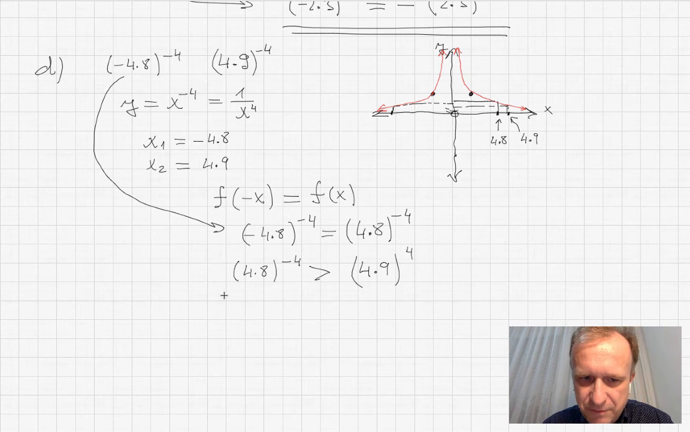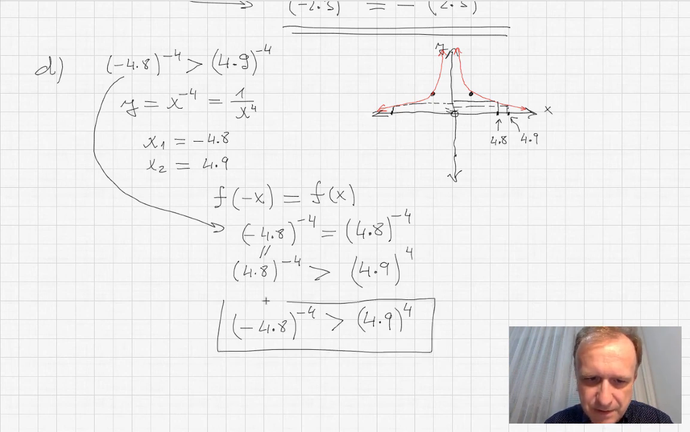Okay, so therefore this is true, but since this number is equal to this number, it makes it possible now for me to add this sign here and to conclude that minus 4.8 to the power of negative 4 is greater than 4.9 to the power of negative 4. And here we are. This is the final answer to this exercise.